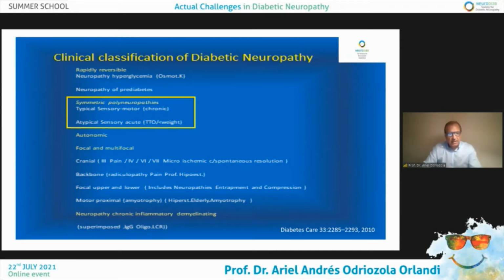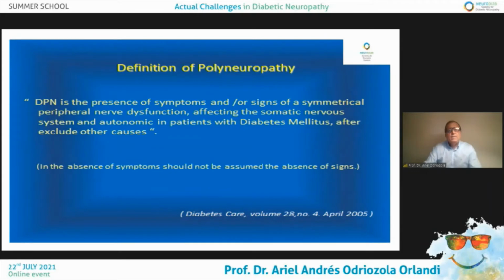This kind of alteration, polyneuropathy, is the most prevalent in the context of diabetic neuropathy. And this is the consensus definition of diabetic polyneuropathy. But I would like to remark that in the absence of symptoms, the absence of signs should not be assumed. This is very important.